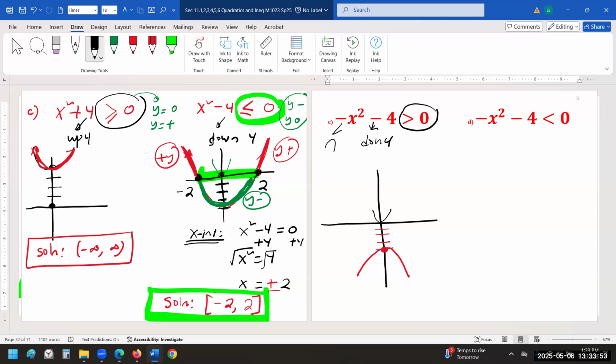What are we looking for in the first one? Bigger than 0, which type of y? Positive y. And what are you looking for here? Negative y. For the same graph, we are seeking two answers: where y is positive and where y is negative.